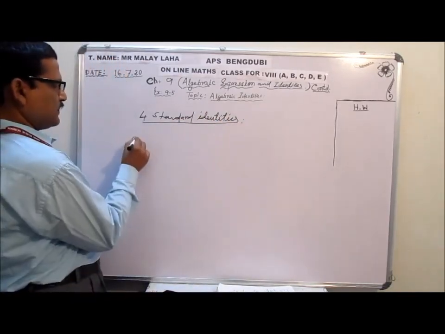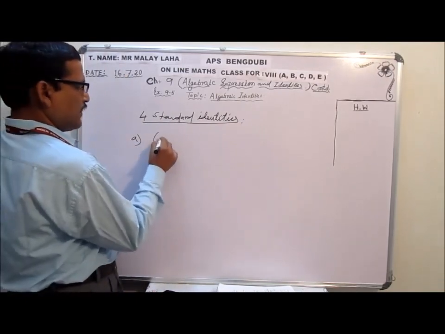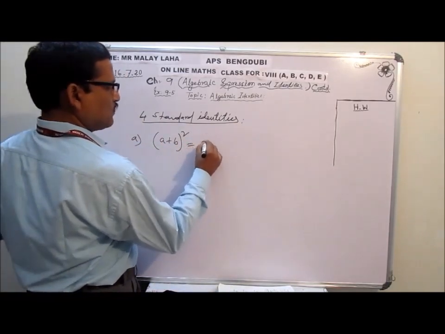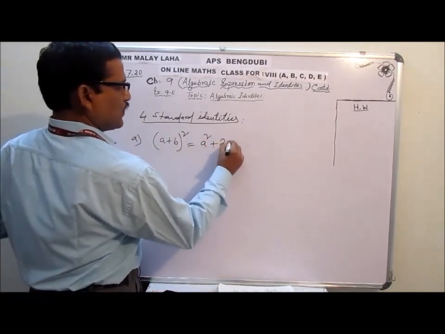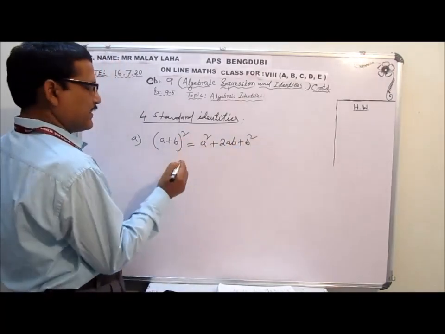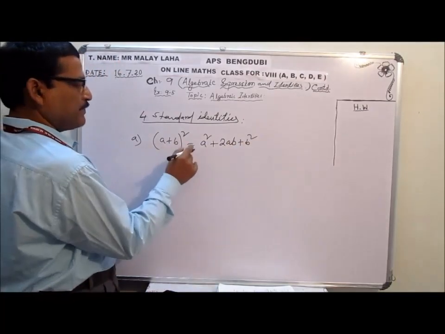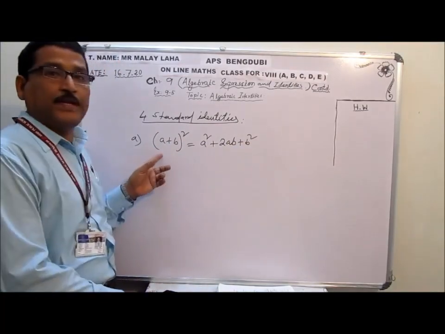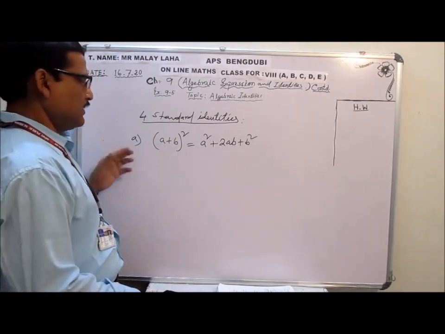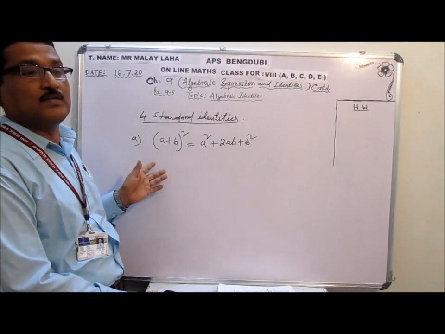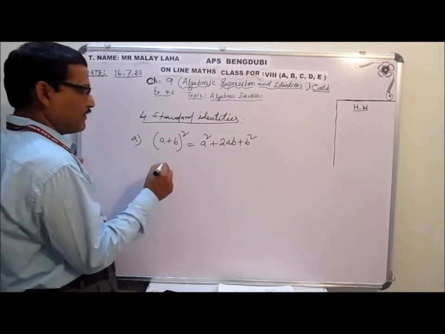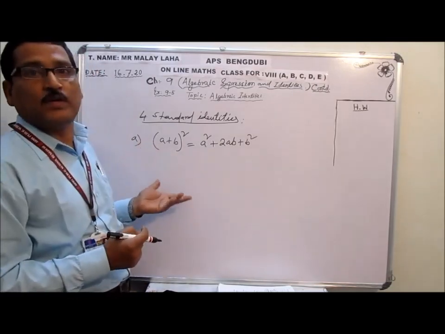Four standard identities. First one is (a plus b) whole square equals a square plus 2ab plus b square. From time to time you will write this down. Okay, a and b will be any rational number or any algebraic term. It may consist of one factor, it may consist of more than one factor. a and b can be any English alphabet; generally we take either x and y or a and b.